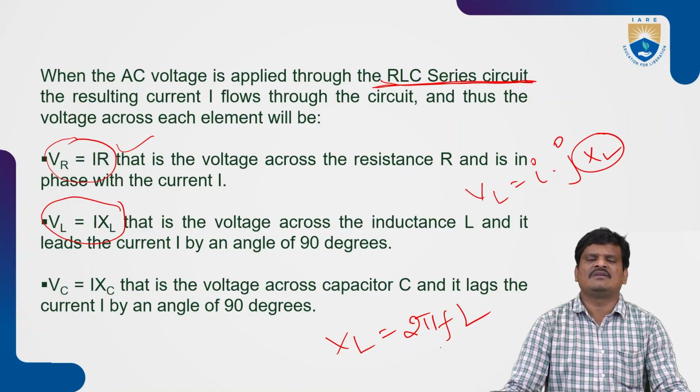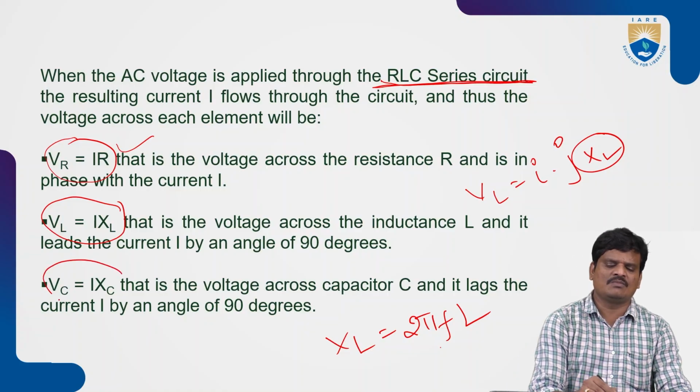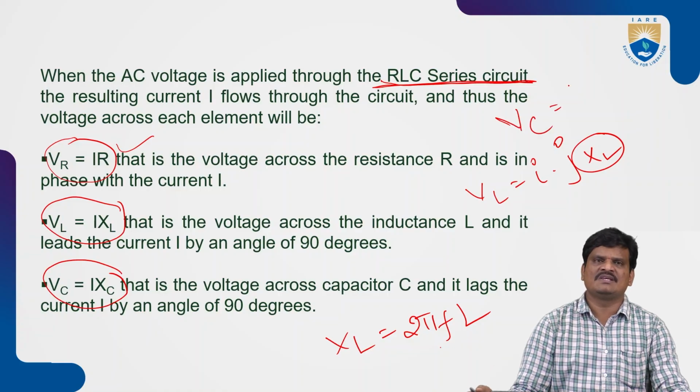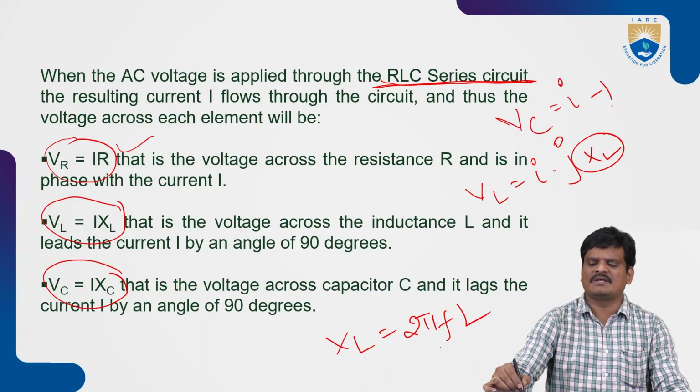Coming to one more element, that is the capacitor. The voltage across the capacitor is represented by VC and in general the expression is I into minus jXC.